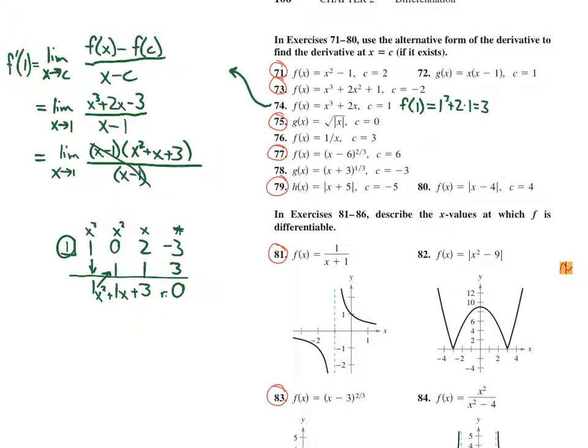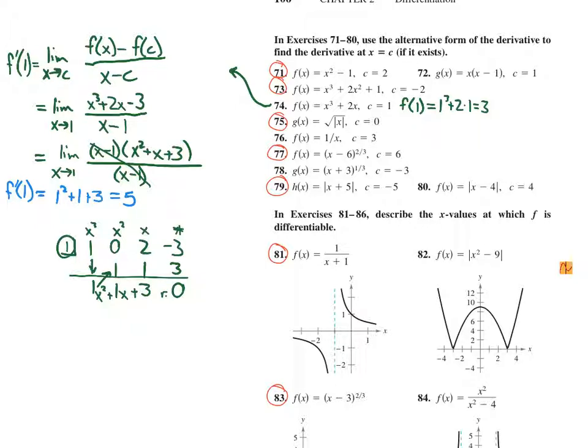But now that we've done that, we can actually plug in 1. 1 squared plus 1 plus 3 is 5. So the slope of x cubed plus 2x at 1 is 5. So you write f prime of 1 equals 5. You see it's a similar process to what we did before with the delta x approaching 0, but there's a little bit of an alternative here.